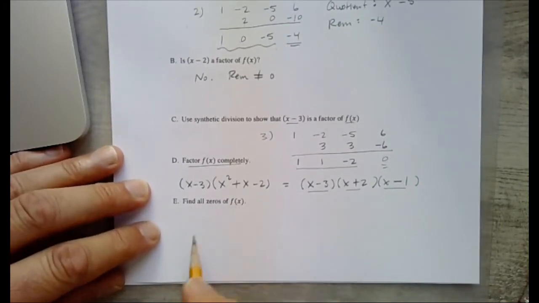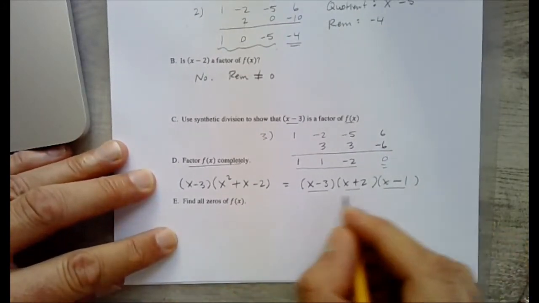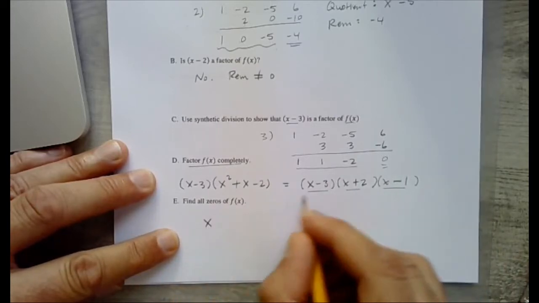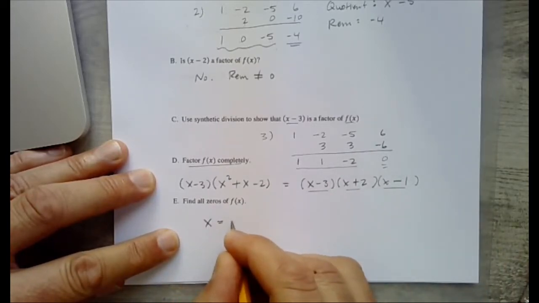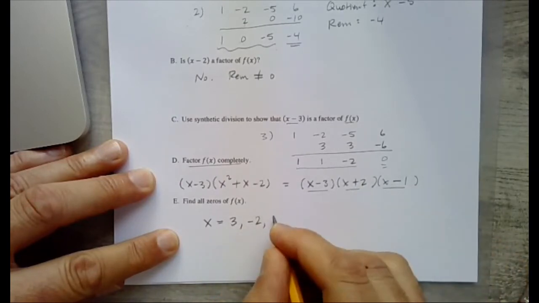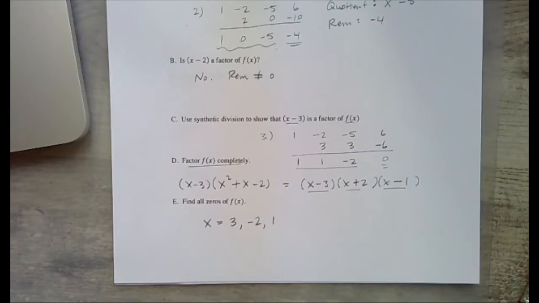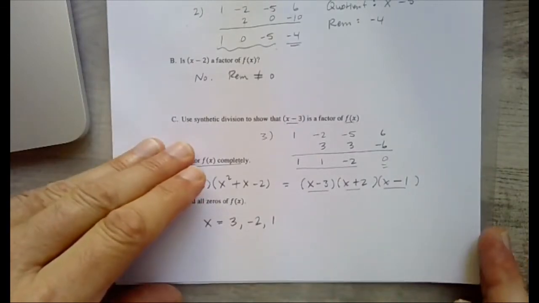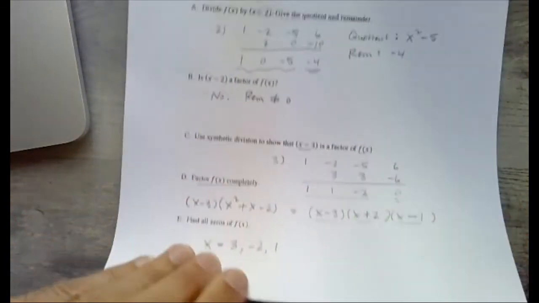All right, and then find all the zeros. So then I would just want to set this function equal to 0, and you're going to find that that's going to happen when x is 3, or -2, or +1. Okay, we did several problems like that. That's kind of typical of the kinds of questions I want to have you do.